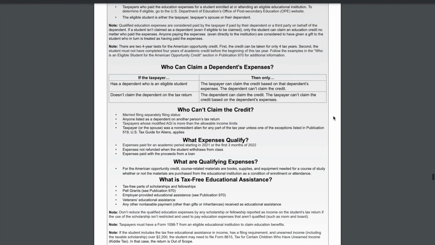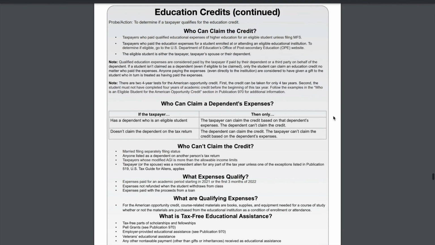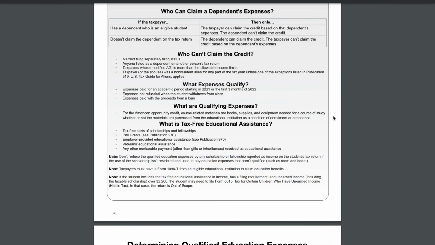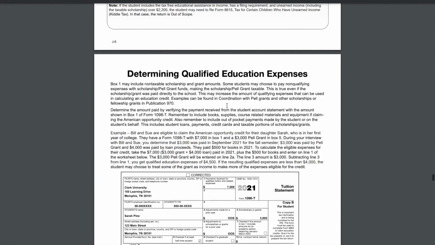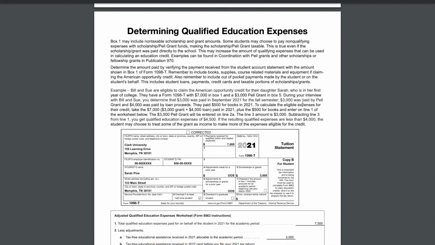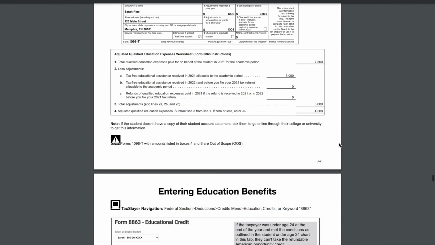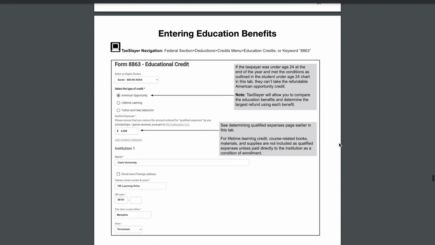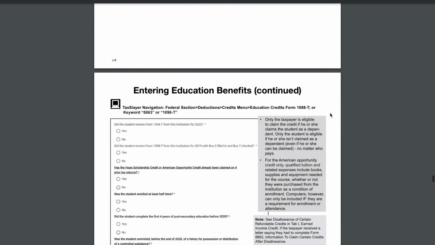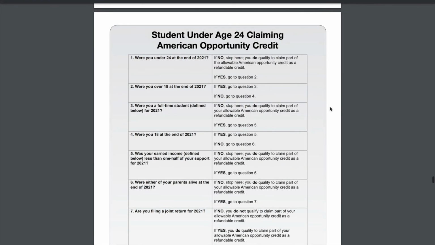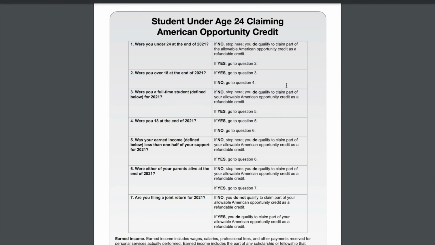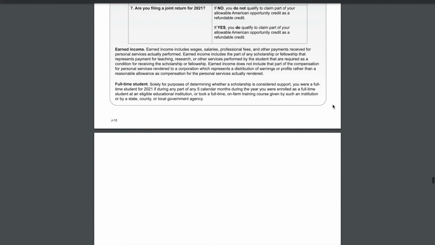And so, education credits now. This is going to give you more info on who can claim credits, what expenses qualify, and whatnot. Here, this is going to give you instructions as well on determining qualified education expenses using tools like a 1098-T, which all students should have provided by their school. And this here just tells you how to enter the information into TaxSlayer. So there is more info on the American Opportunity Credit here.